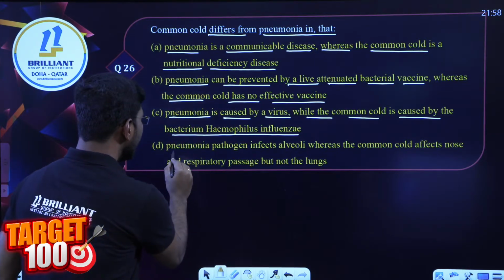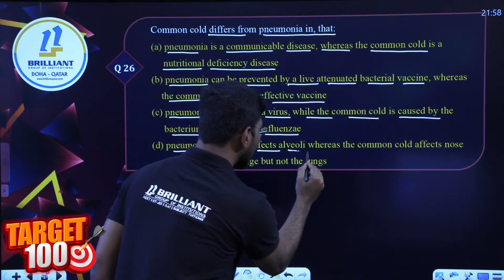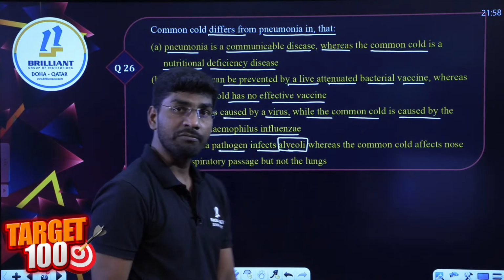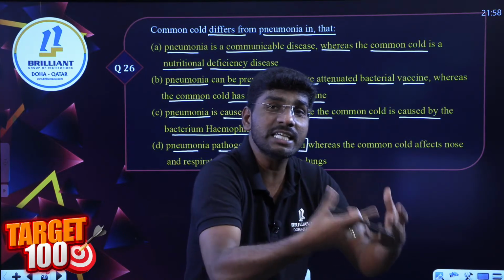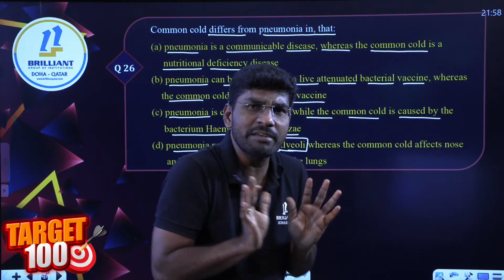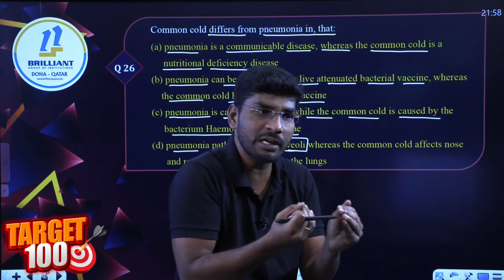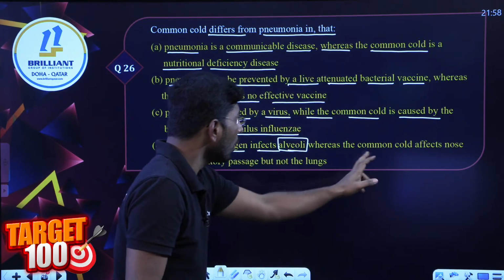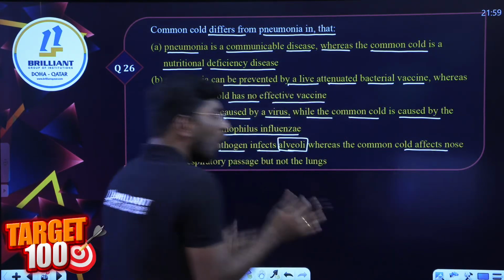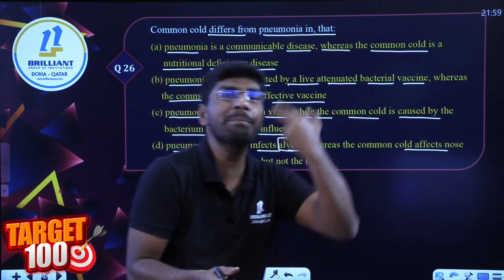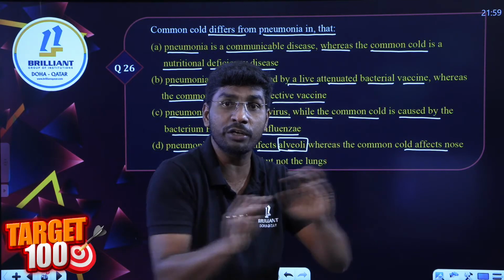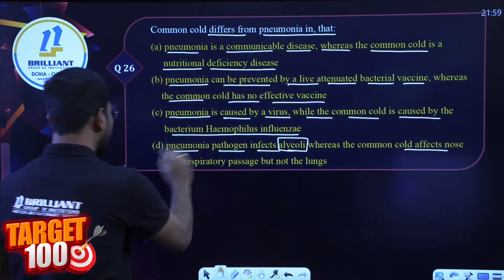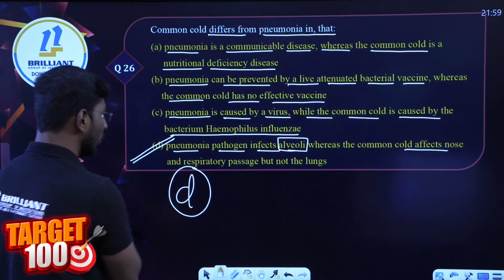Pneumonia pathogen infects the alveoli. We have seen this one: difficulty in breathing and fluid discharge in the alveoli. So the alveoli are completely infected and breathing is difficult, right? Next, the common cold affects only the respiratory pathway, the nose, not the lungs and not the alveoli. So option D I can go with.